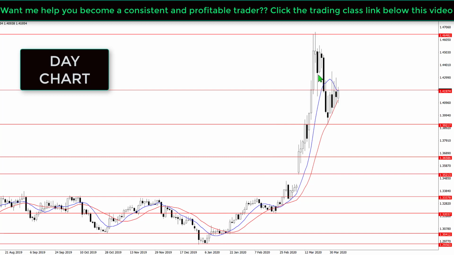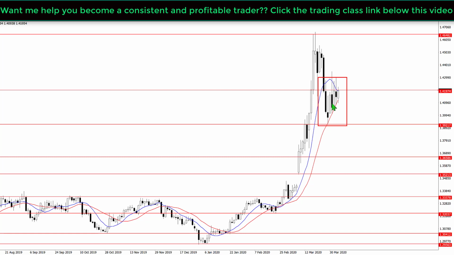Now we can see a lot of consolidation at this region right here, which means the bulls are having a series of struggles to break above this key level resistance zone, which lies at 1.41974, and the support key level, which acts at 1.39217. So here is a bearish price action.